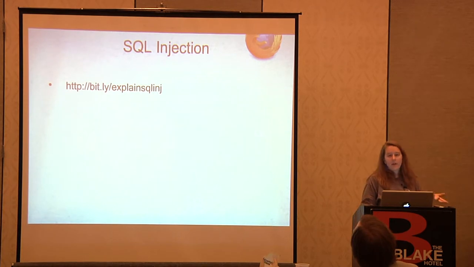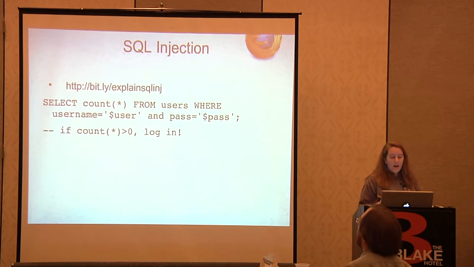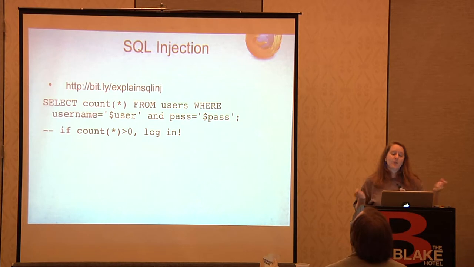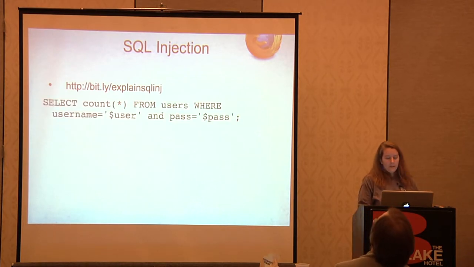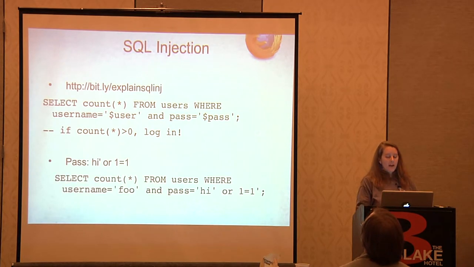So there's another, bigger URL so you can read more if you really want. It's basically if you have something like this, if the count is greater than 0, login. This is a really crappy example, but it gives you a sense of it. And so if the password is high quote or 1=1, then you say our username is whatever, Sheeri or foo or whatever, and pass equal high or 1=1.